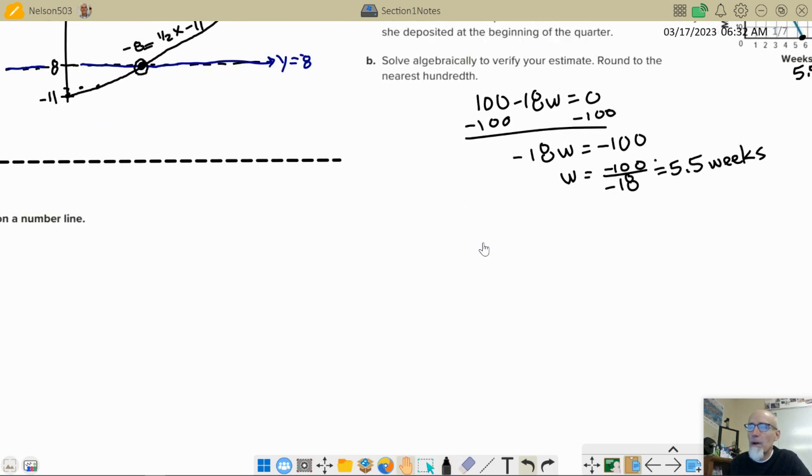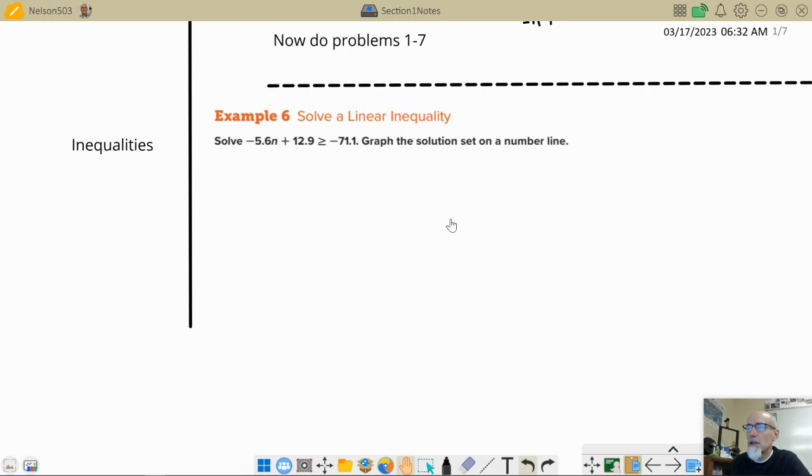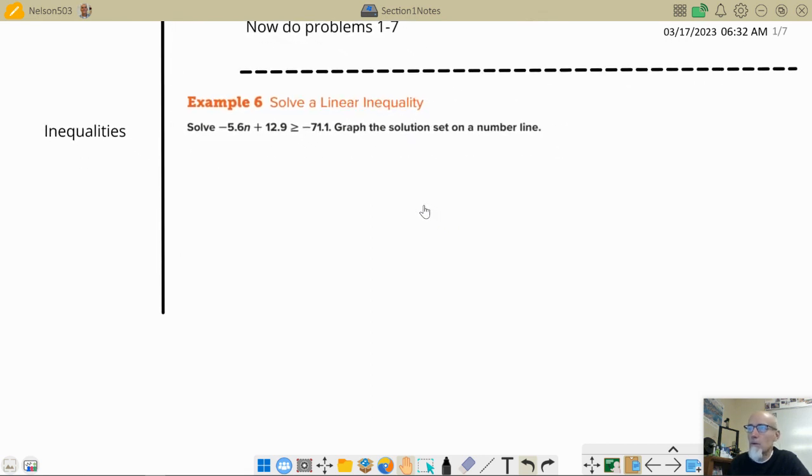Thanks, everybody. Welcome back. Let's go down to how do you solve a linear inequality? Okay, so what's the difference between an equation and an inequality? Well, just look at the symbol right here. I don't mean to insult your intelligence, but if there was an equal sign right here, it's called an equation. If there's an inequality sign, it's called an inequality, right?